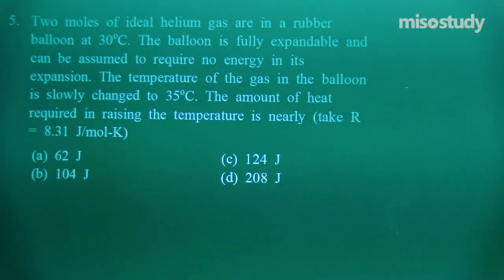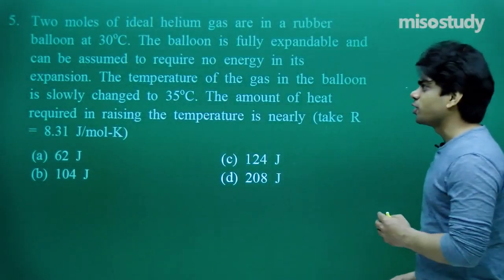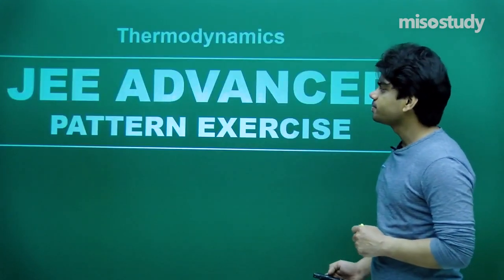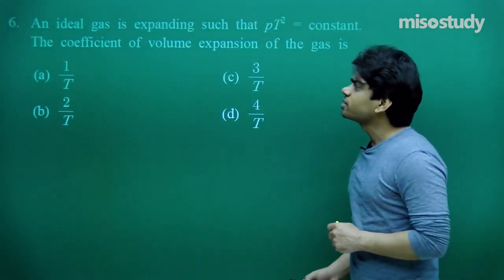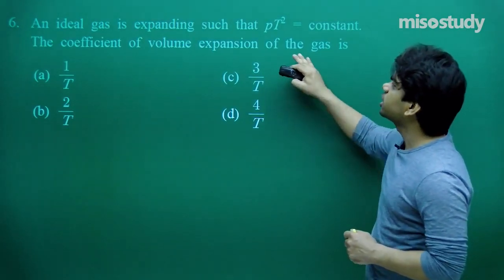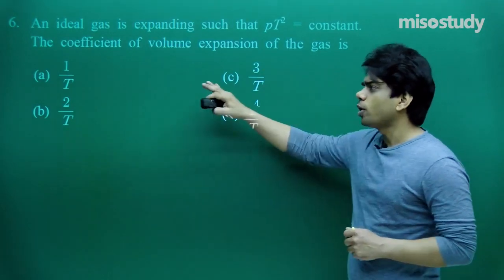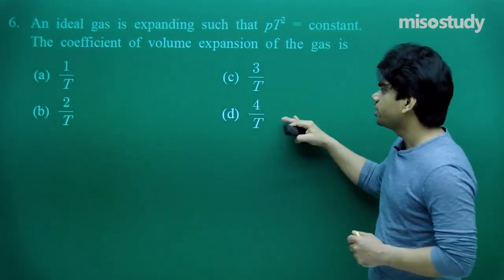So I believe that if you have taken down this question number 5 and you have understood how to solve such questions, let's go to the next question of the class, question number 6. Question number 6: an ideal gas is expanding such that PT to the power 2 equals constant. The coefficient of volume expansion of the gas is A) 1 by T, B) 2 by T, C) 3 by T and D) 4 by T.